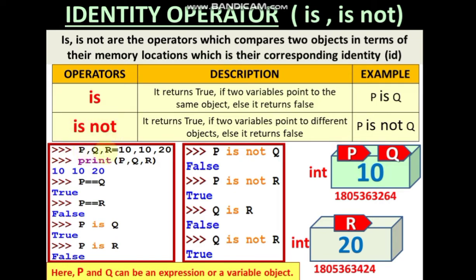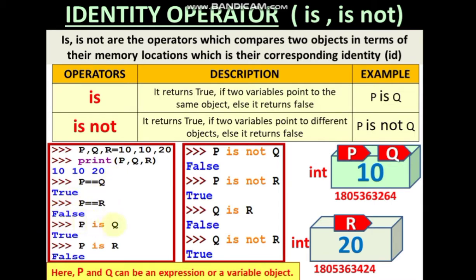Now let's see, P, Q, R. You've taken three values, 10 which is given to P, 10 which is again assigned to Q, and 20 which is assigned to R. So you are checking here P double equal to Q. When you are checking P double equal to Q, it is checking as per the values. P and Q, both of them have the same value, so true. P double equal to R, no, they do not have the same value, so false.